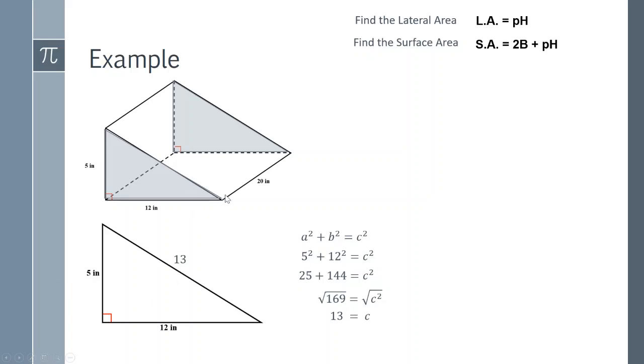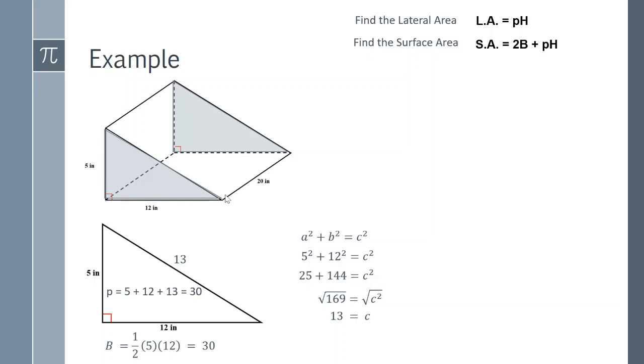So let's start off with the perimeter. Remember, the perimeter of any object, you add up all the sides. So we're going to add 5 plus 12 plus 13. 5 plus 12 is 17. 17 plus 13 is 30. So we've got 30 for our perimeter, or the P that we're going to use in both of our formulas. So capital B. Now remember, the area of a triangle is half the base times the height. So we have half times 5 times 12, which is 60, and half of 60 is 30.